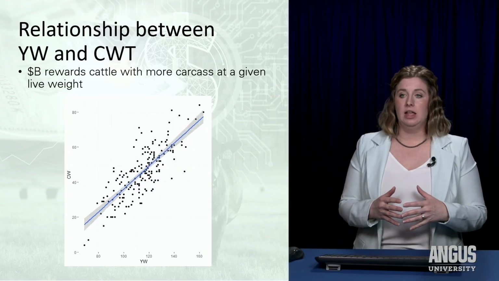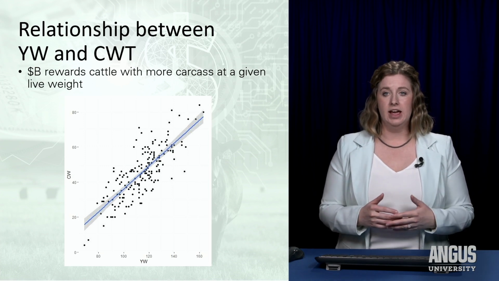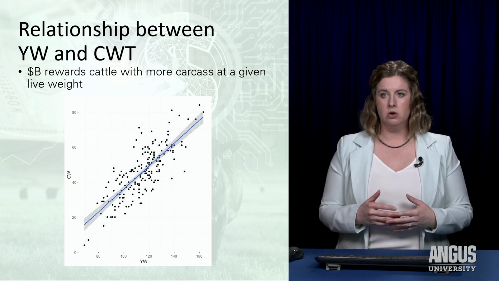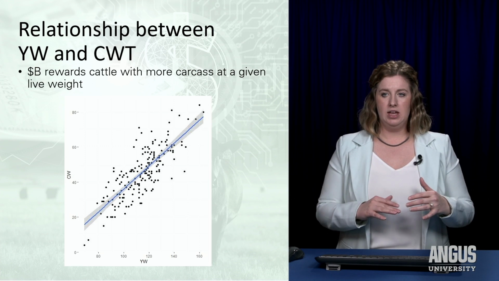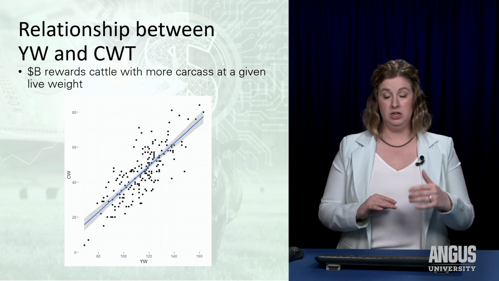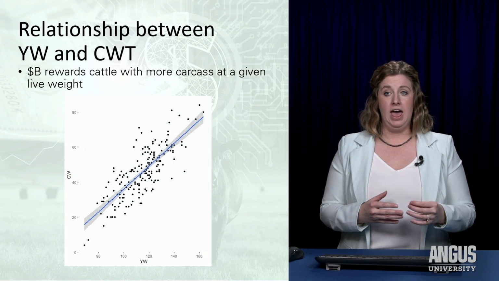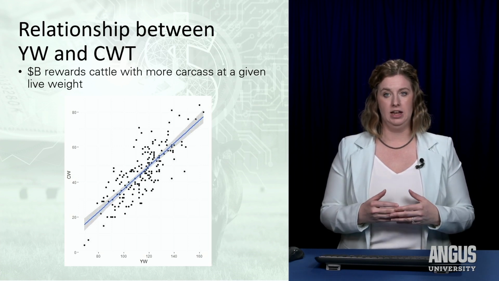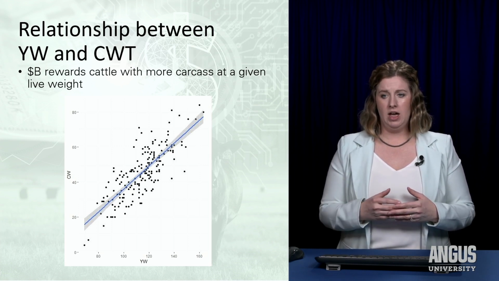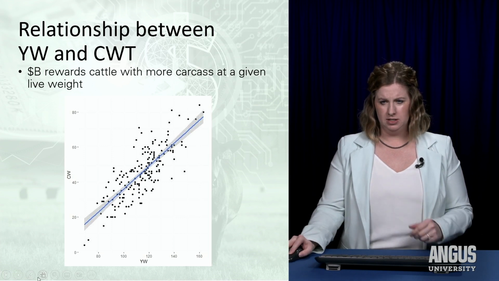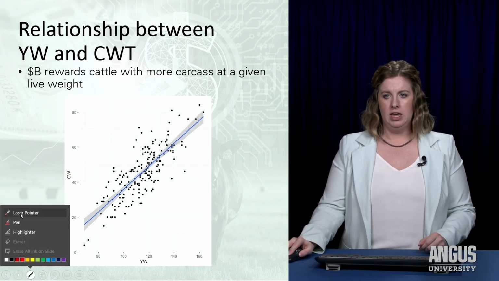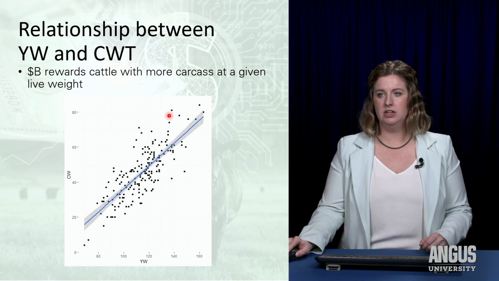Another really unique thing that we've been able to build into your terminal index, or that $B index, beef value, is this idea that we can actually garner the relationship between yearling weight and carcass weight, and we can reward more cattle with more carcass weight at a given live weight. So if you look at this graph here, you can start to see individual animals that have very similar, perhaps yearling weight EPDs.